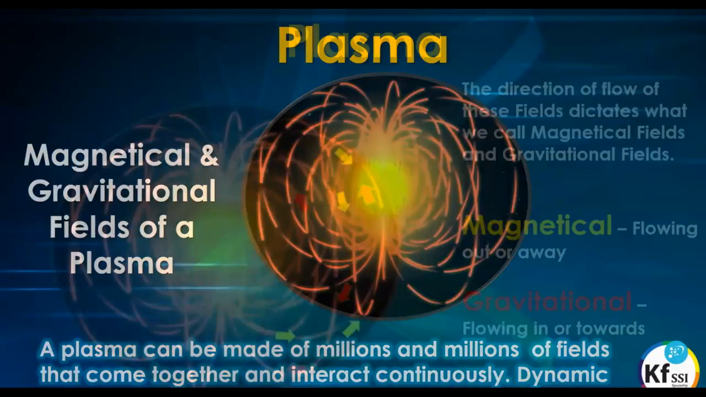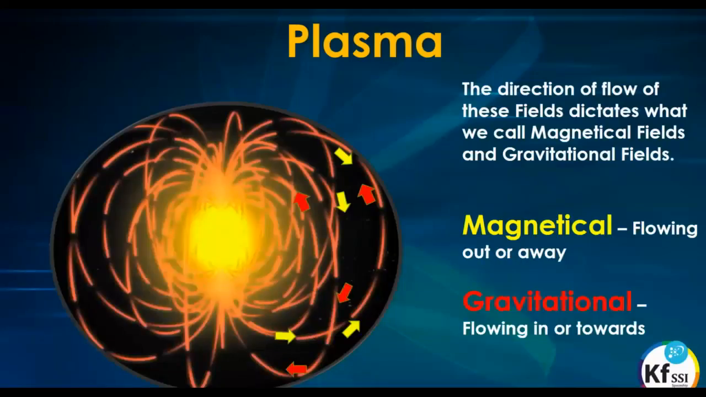Now, when we look at the direction of flow of these fields, this flow really dictates what we call magnetical and gravitational fields, because the magnetical is flowing out or away, and gravitational are the ones flowing in or towards, because they've been attracted inwards.